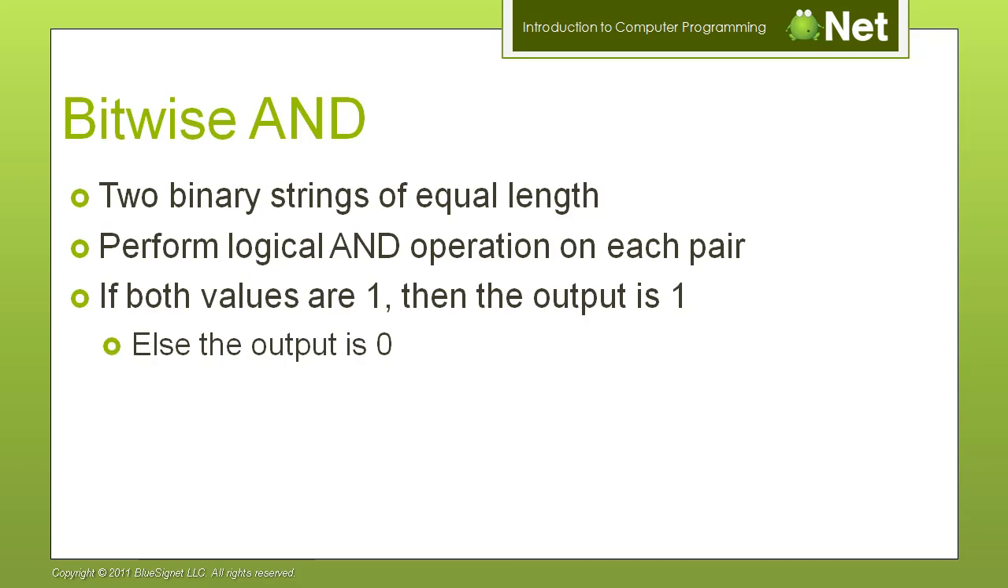A bitwise AND is simply two binary strings of equal length. We perform a logical AND operation on each pair. So what is a logical AND operation? Well, if both values are 1, then the output is 1. Else the output is 0. Thus, it has to be on yes and yes for it to be true. So it has to be this and this, then it equals true.